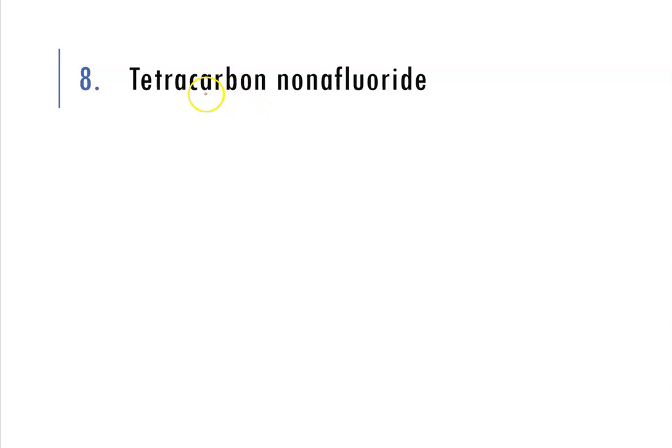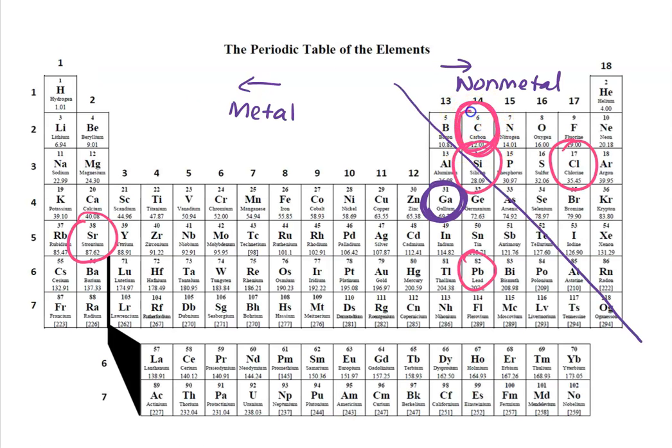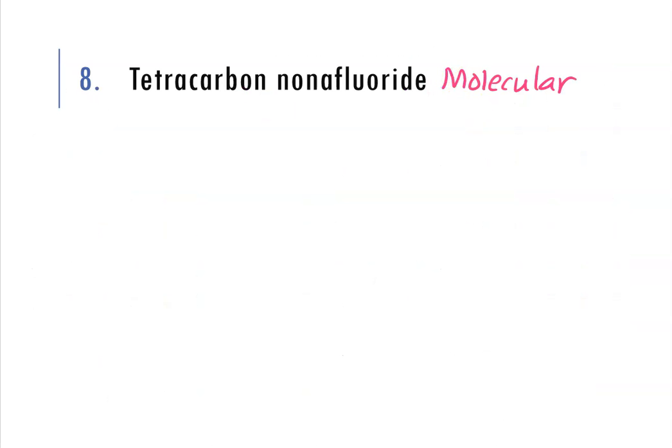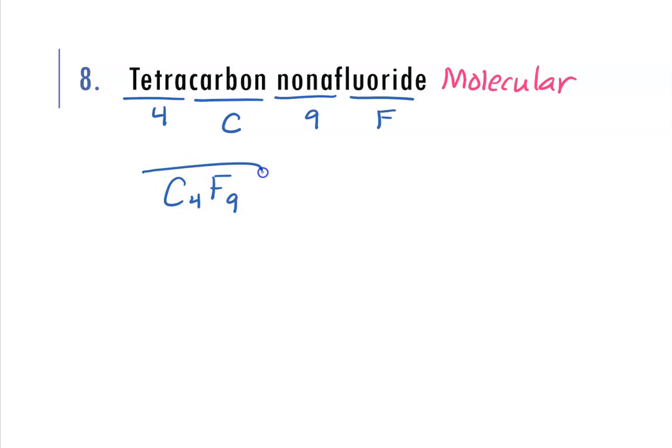All right, next, tetracarbon nonafluoride, not an acid. Our first element here is carbon. Carbon is here, which means it's a nonmetal, which means this is molecular. Tetra is 4, carbon is C, nona is 9, fluoride is fluorine, which is F. C4F9.